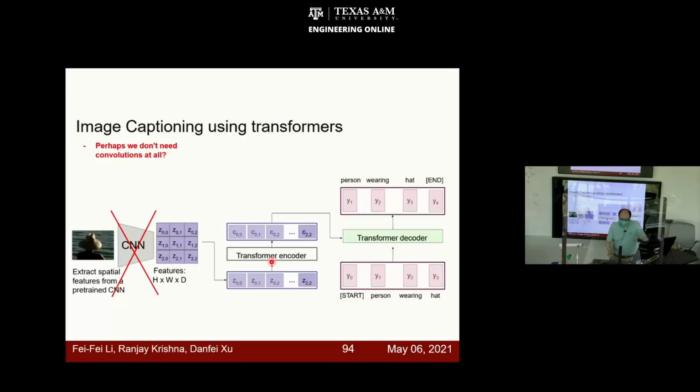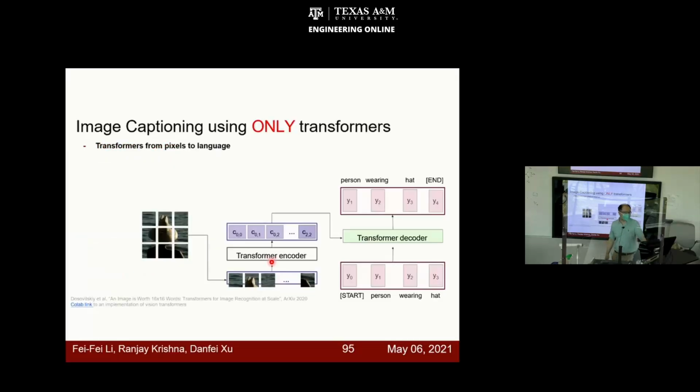Well, I don't see a reason why not, right? So yes, you can. You can directly use the raw image and split them into pixels and feed to the transformer instead of the CNN encoded feature vectors. Okay, so you can do that.